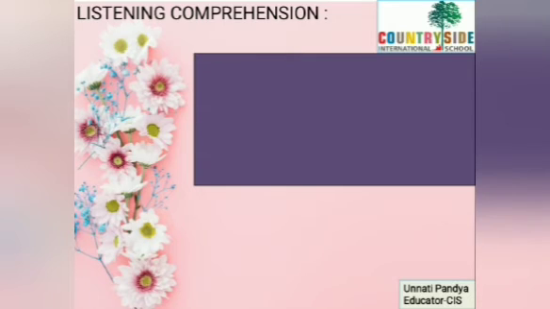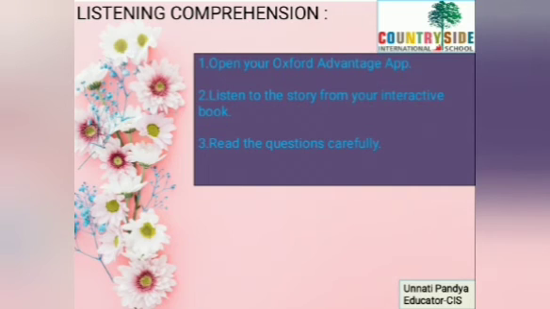Now, before we end the chapter, there is one last task left for us, which is listening comprehension. Here, for this, what you have to do is open your Oxford Advantage app, listen to the story from your interactive book, read the questions given in the book carefully, and then finally write the answers in your notebook.